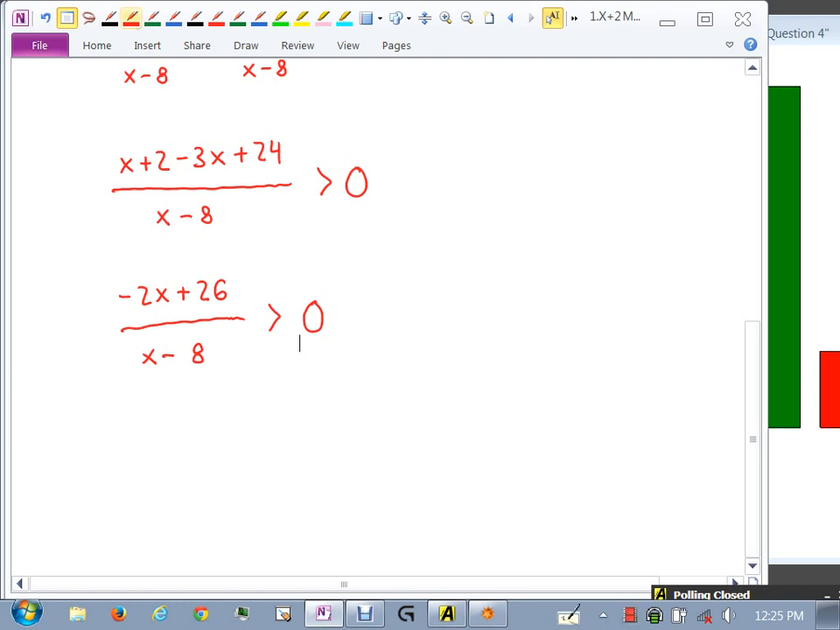So step 2, find the x-intercepts, set the top to 0, right? That means x is what? 13. So move your 26 over, it becomes negative 26. Divide by negative 2, you get positive 13. How about vertical? 8.